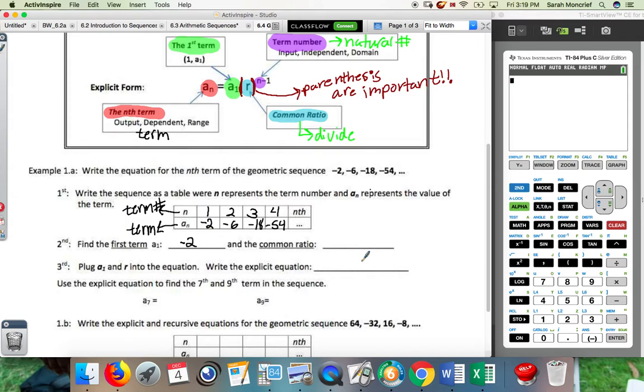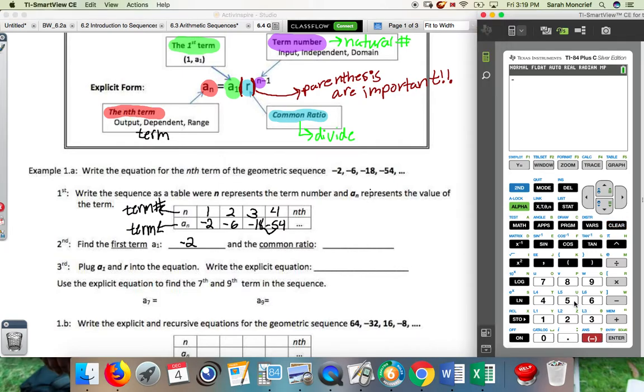I personally like to always start at the end so I don't mess up my signs or my fractions if I have one. So let's start at the end of our sequence and move towards the front. What is -54 divided by -18? I don't know that off the top of my head. -54 divided by -18. And what do we get?